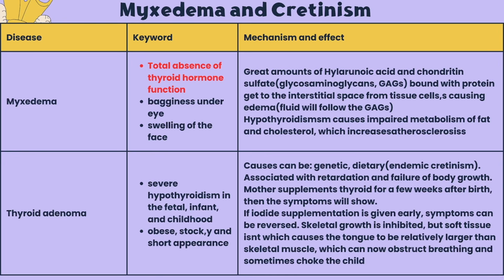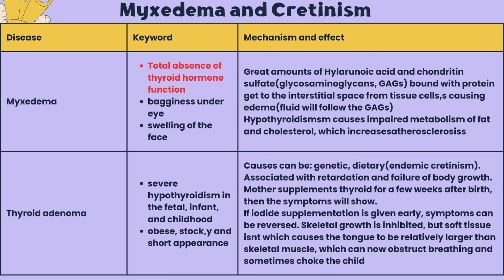One of the things it causes is retardation. If a child has retardation, people might call them a retard, and the child is going to have trauma from that. And failure of body growth. The symptoms are not going to show directly after birth. They're going to take a few weeks after birth, because the mother supplements thyroid hormone for the first few weeks.